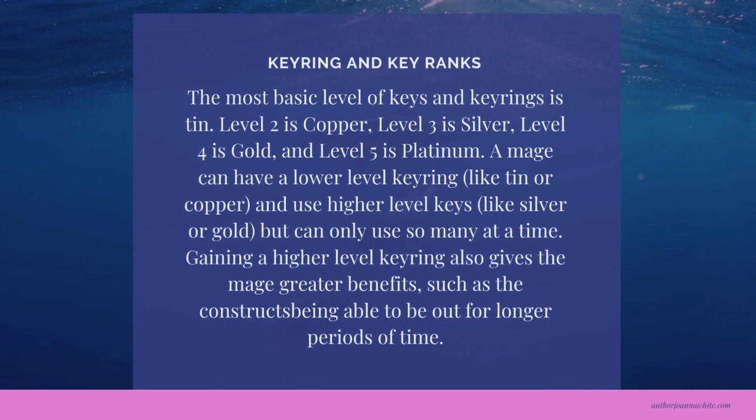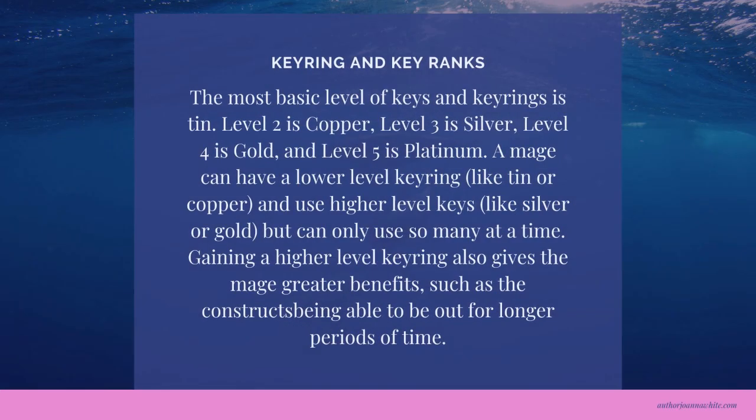So this is all about the keys and the key ring and the key rankings and how that works. The most basic level of keys and key rings is tin. Level 2 is copper, the next one is silver, the next one is gold, and the highest level you can get is platinum. So you can have a platinum key ring, you can have a copper key ring, you can have a tin key ring, you can have silver keys, gold keys, copper keys, all of that stuff.